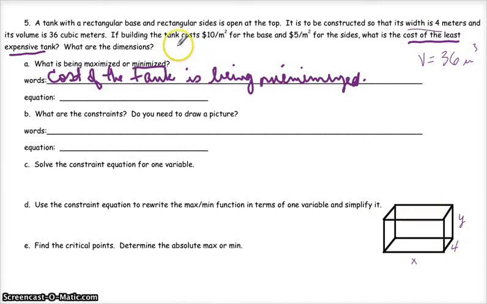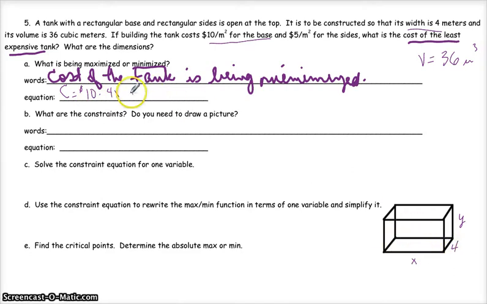So let's look back at cost. It says that the base is $10 per meter squared. So my cost is $10 times the total number of bases. Well, we have one base. That base is a rectangle, and that base has an area of length times width, or x times 4. So I'm going to multiply 10 times 4x. And I'll put $10 here to help you remember that that's $10 times the area of the base. So that takes care of the area of the base.